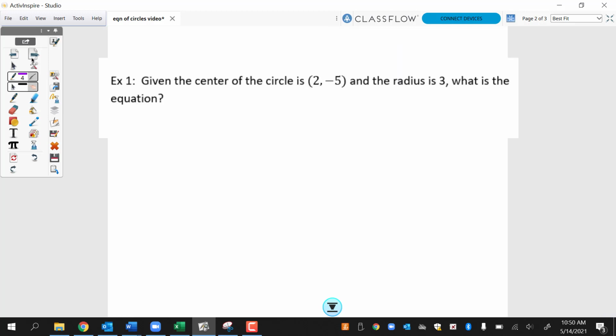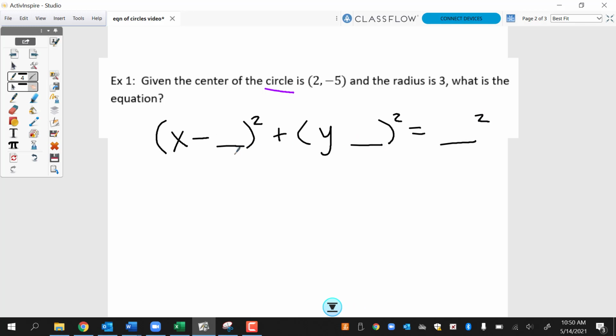So let's do some examples. Number one, given the center of the circle is this, and the radius is 3, what is the equation? So we're talking about a circle, which means when I write my equation, I know it's going to look like this, and I'm leaving blanks where I'm supposed to put stuff. The first blank next to x is supposed to be the x number from my center, so that's going to be the 2. The x number goes next to x. The y number goes next to y.